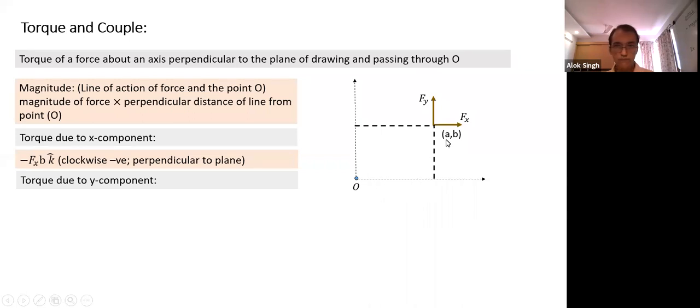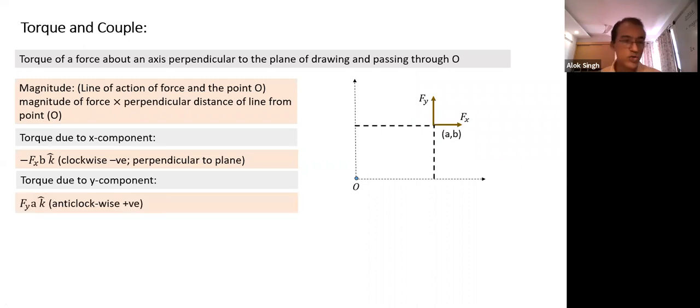X coordinate. So perpendicular distance is A. So torque will be equal, in magnitude, to the magnitude of force into perpendicular distance A. In direction, this force is tending to rotate in an anti-clockwise direction. Hence, this is taken as positive. I hope all of you recall. And this is how we calculate torque.